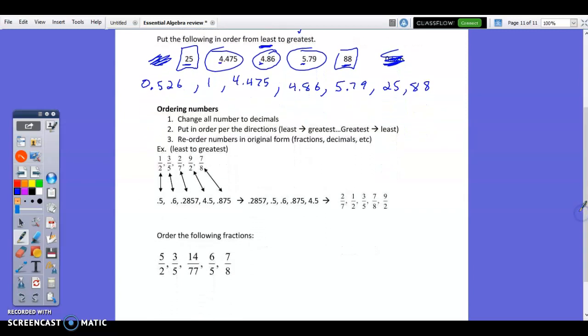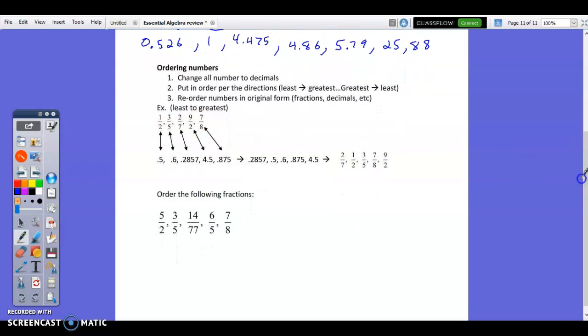Okay, now what if we have to order numbers and we have fractions? Well, fractions we can only really compare if they have the same denominator. So when we are ordering numbers in fractions, we want to make sure that we convert the fractions to decimals so that we can compare them like we did up here. After we convert them to decimals, we can then put them in order, and then we can convert them back to fractions. So I always do these little arrows so I know which one goes with which.